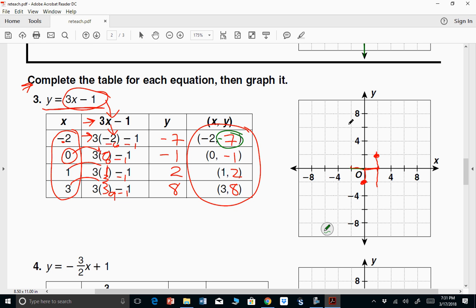-2, -7 takes us down there. I knew I made a mistake because they weren't all in a line. Okay, and I got that one and that one, so let's do 3/8. Over 3, up 8. And then you connect them all, and if I had a straight edge, that'd be good. And put your arrows on the end.